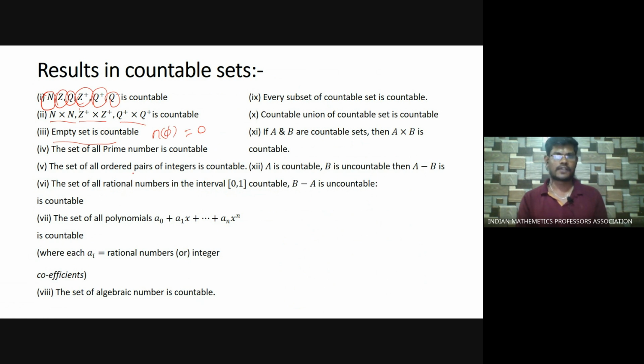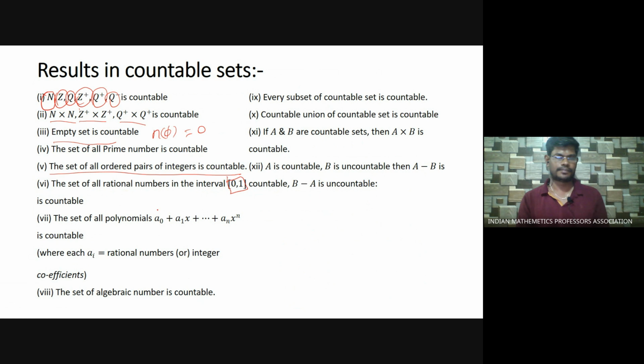And the set of all ordered pairs of integers is countable. The ordered pair, we have already seen, is in the Cartesian product itself, and that is also countable. And the set of all rational numbers in the interval 0, 1 is also countable.